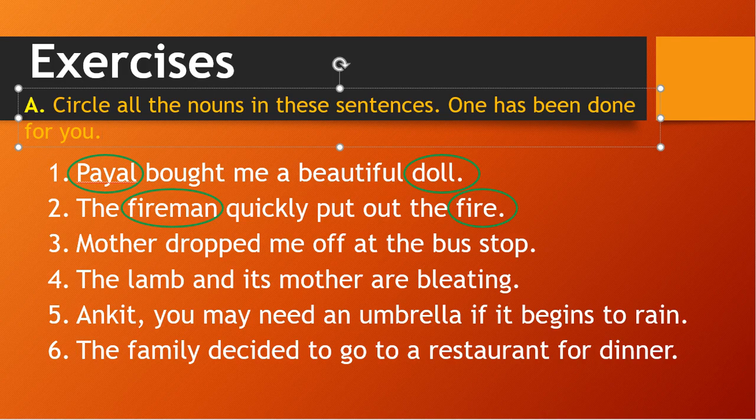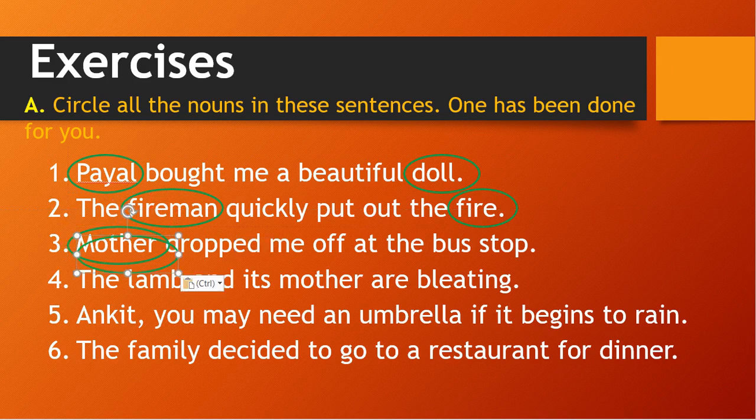The next is, mother dropped me off at the bus stop. Here mother, you are denoting one person, that is your mother, so that is also a naming word, that is also a noun. And the next is a place, bus stop. A bus stop is a kind of place where the bus halts for picking up the passengers. So that is also one noun.